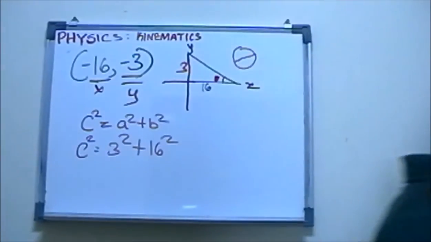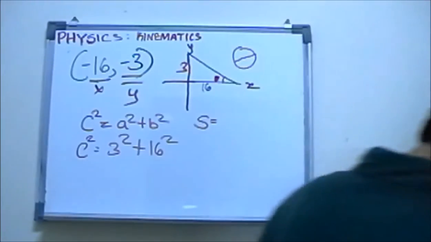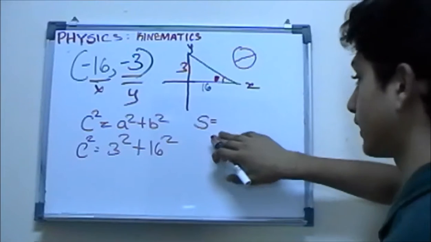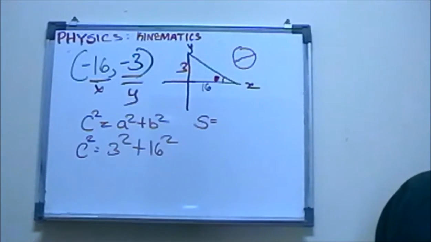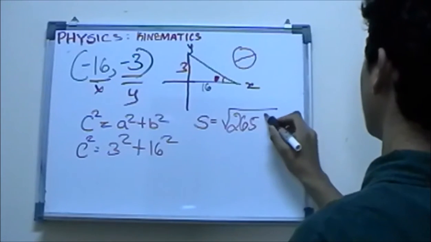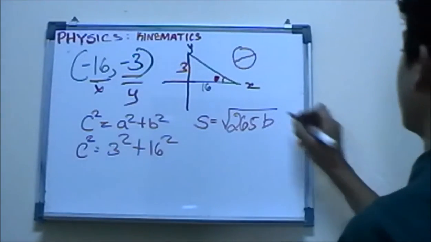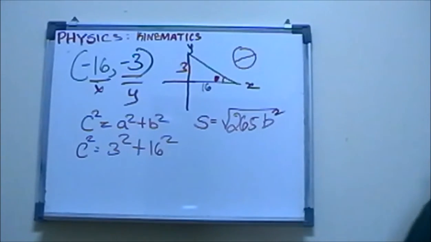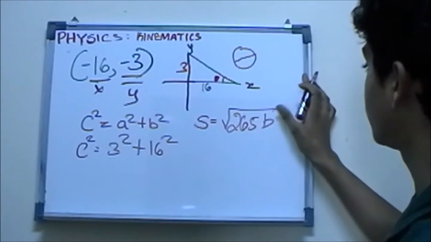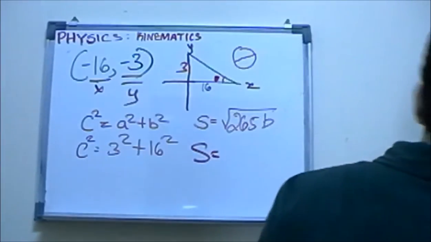We can also write this as S is equal to, and again we are not subtracting something, so we can't write delta S. It's just S. That means displacement is equal to the square root of 265, in blocks. When you do this, you get your answer to be 16.3.